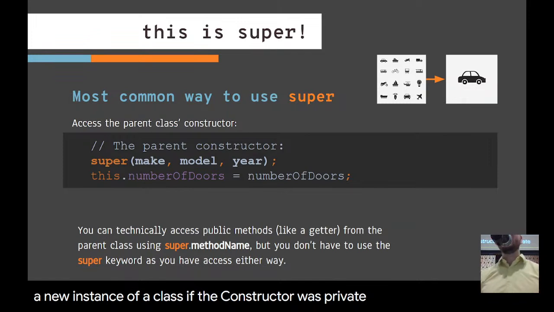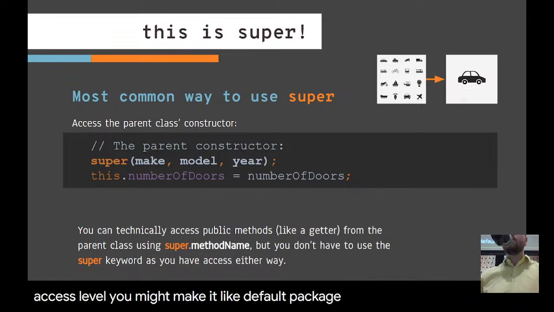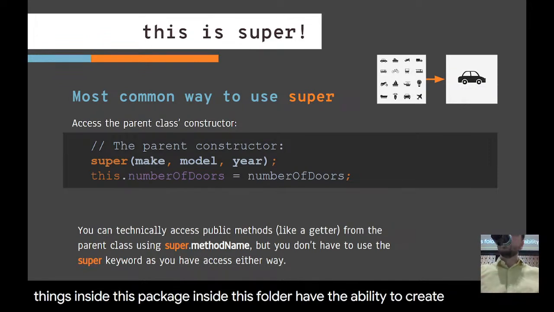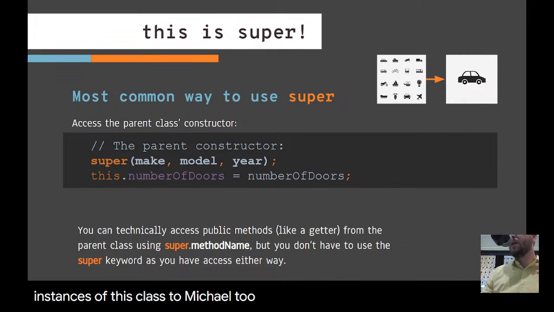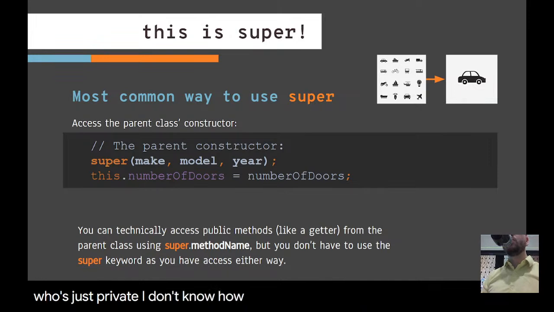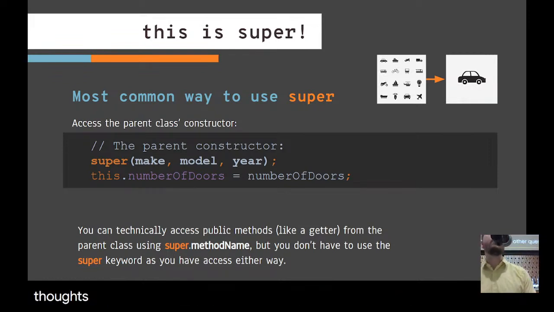You might make a different type of access level. You might make it default, like package private, meaning that only things inside this package, inside this folder, have the ability to create new instances of this class. You might be able to play around with something like that. But if it was just private, I don't know how you could use the class because it would be blocked off. Interesting question. Thank you. Other questions, other thoughts?